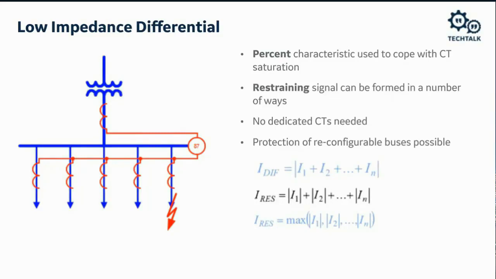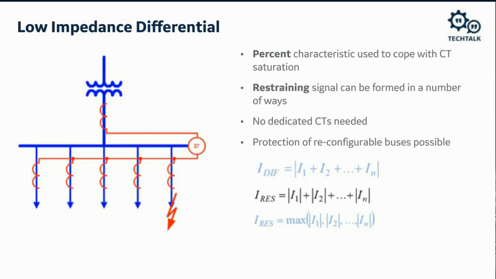And then, depending on the relay type, the relay manufacturer, there might be a number of different ways how we calculate the restraint current. Basically, one way is we can add all the magnitudes up to get the restraint current. Or in some relays, they look at the magnitudes of all the currents and they take the maximum current as the restraint.